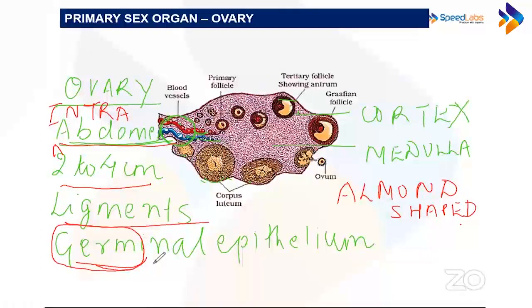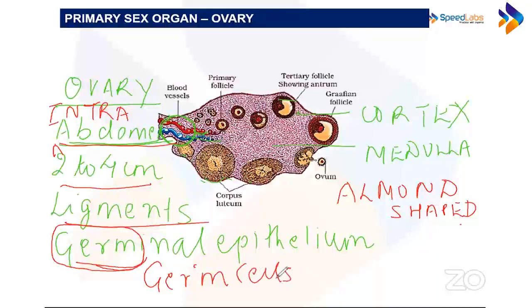Germinal epithelium का मतलब होता है any epithelium which gives rise to germ cells, but in the ovaries, the ovum is not formed by germinal epithelium. Ovum is actually the germ cells. They are not formed by germinal epithelium. So they do not form germ cells. Germ cells are formed by, you write this point, this is very important.